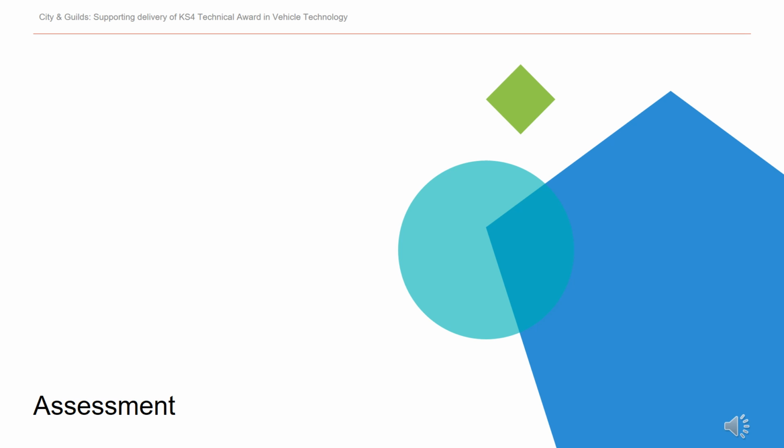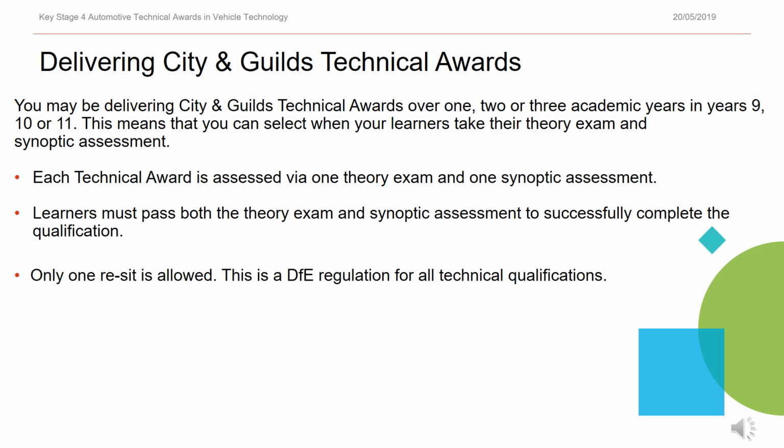Now let's look at some guidance around assessment. This slide is a reminder that you can deliver the KS4 Technical Award in 1, 2 or 3 academic years in years 9, 10 and 11. The learners will need to pass both the theory and synoptic assignment. You can select when the learners take their theory exam and synoptic assignment.